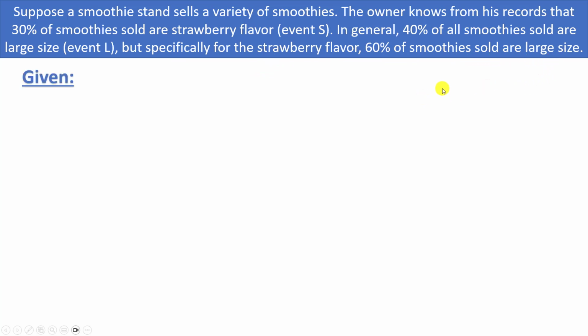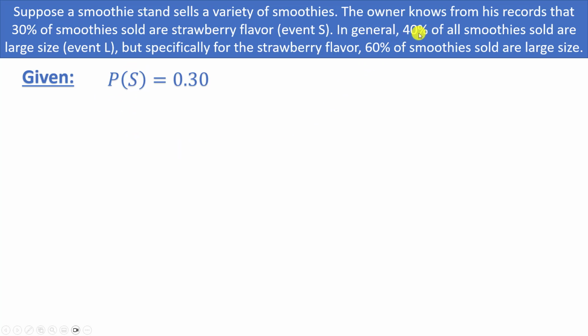So once again, the very first thing you should do is write down all of the given information. And at this point, a question has not even been asked. So the first thing they say here is that 30% of these smoothies sold are the strawberry flavor. So that's just the probability of S.